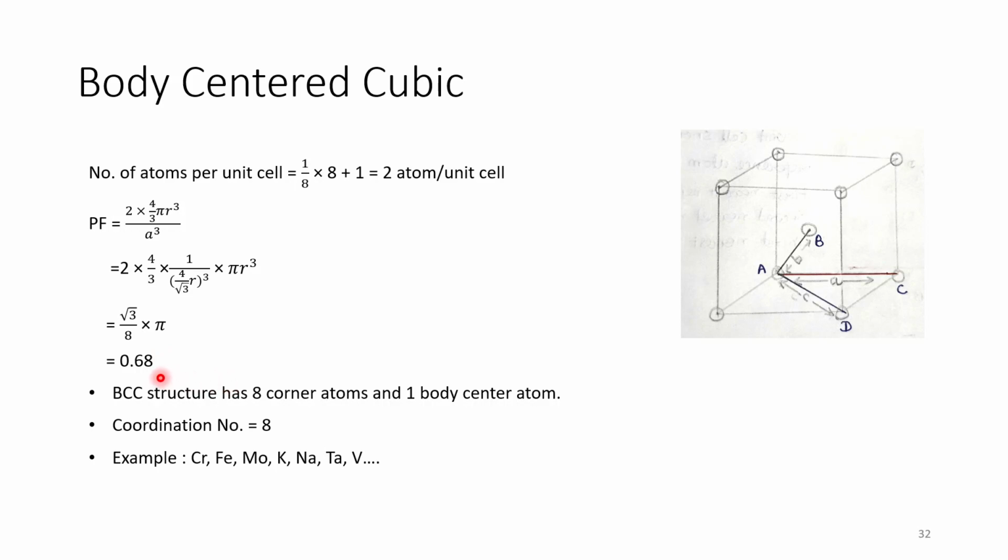And in BCC, your coordination number will be 8. From this atom you can find out that all corner atoms will be touching this body center atom. So your coordination number will be 8. Examples will be chromium, iron, molybdenum, potassium, sodium, tantalum and vanadium.